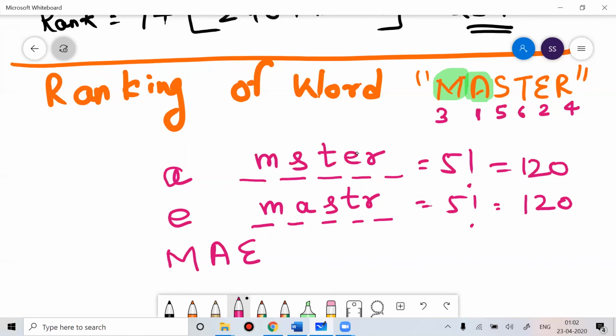E. Are you looking for E? No. I am looking for S. So with MAE, think about how many can you make? Those are S, T, R. Okay. So this would be 3 factorial. 3 factorial is 6. Okay.